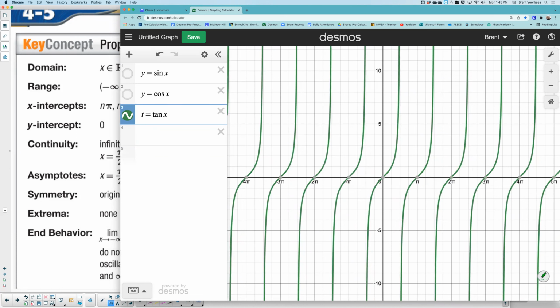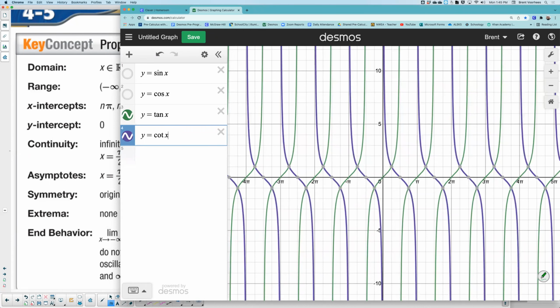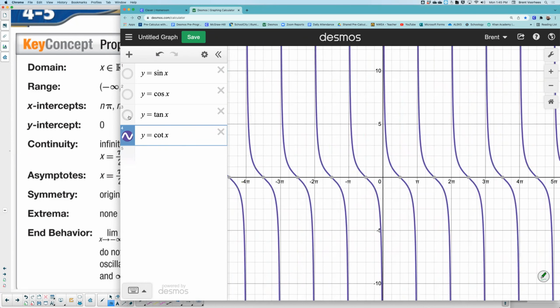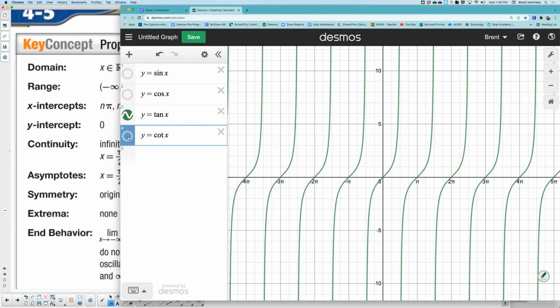And I'll go ahead. I put T. I didn't mean to put T there. I put Y equals. And here is cotangent, if you want to know its reciprocal. Notice they're very similar. You see how similar those two graphs are? See how those are similar?